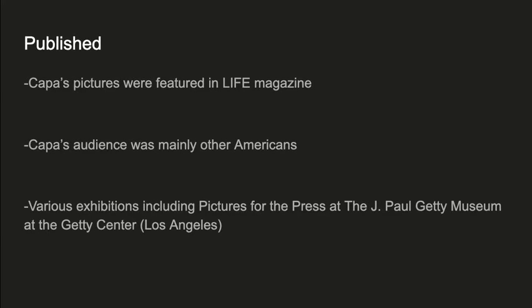This picture was published in Life magazine. There's a whole story on how it was able to get published and the different problems with the film that they had available. Capa's audience was mainly other Americans. Life magazine, while probably available at different posts around the world where U.S. soldiers were stationed, was not something sold or available elsewhere. After the war, it was in various exhibitions. It's on various websites. Lots of different places reference it and even sell different reprints of it. One of the main ones that I found was an exhibition called Pictures for the Press that was at the J. Paul Getty Museum.